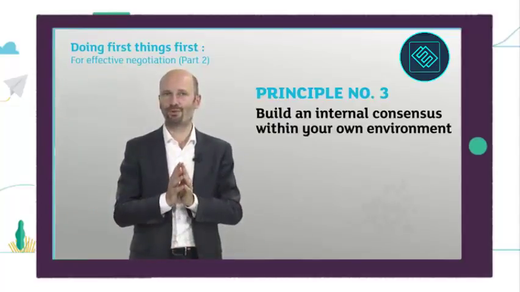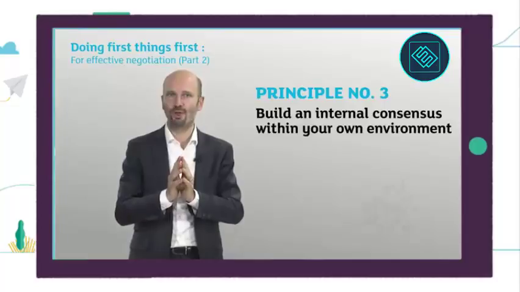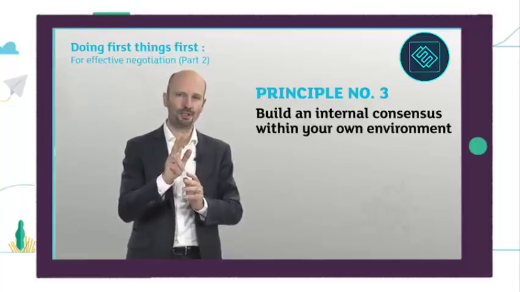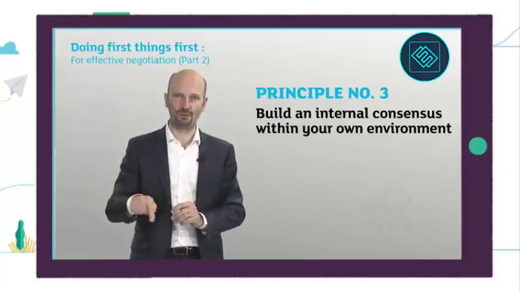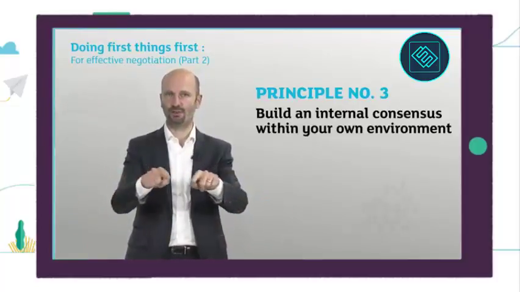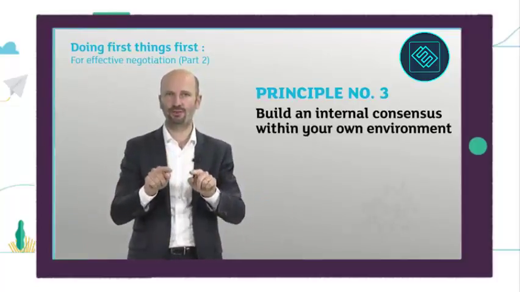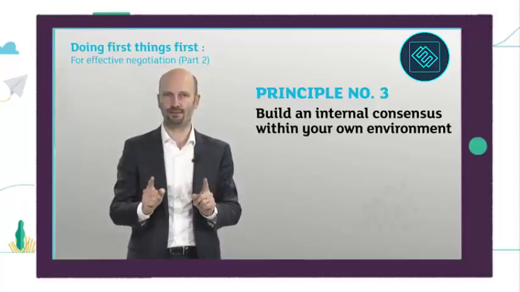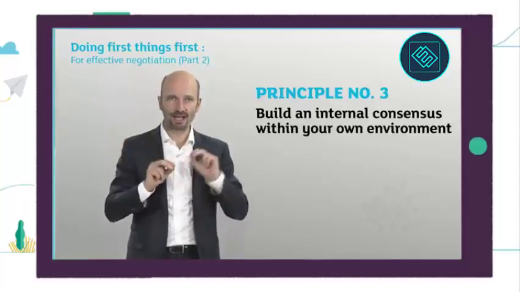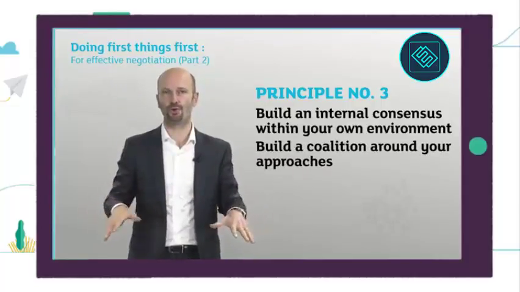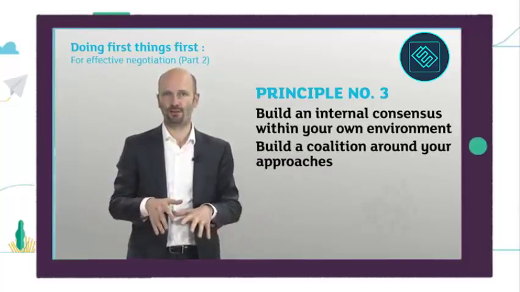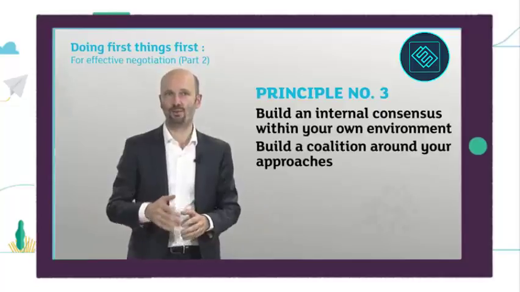Now, as a bonus, let me also share with you principle number 3.5. Before a multilateral meeting where several parties will negotiate, it is essential to build alliances. Through informal bilateral discussions, try and build a coalition around your approaches so that you're no longer isolated when the multilateral negotiation meeting starts.